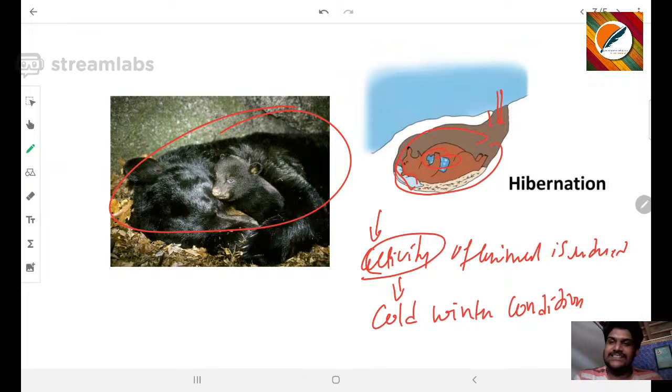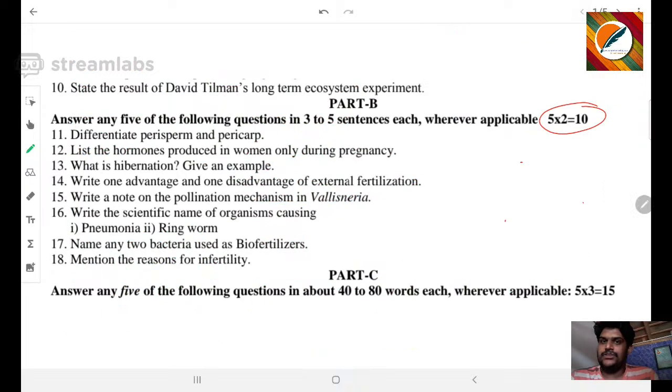And the examples you can see: sloth bear, the polar bear, frogs. Even the frogs, they dig in. You cannot see the frogs in the summer, right? So they will be under the soil. Okay, write one advantage and one disadvantage of external fertilization.